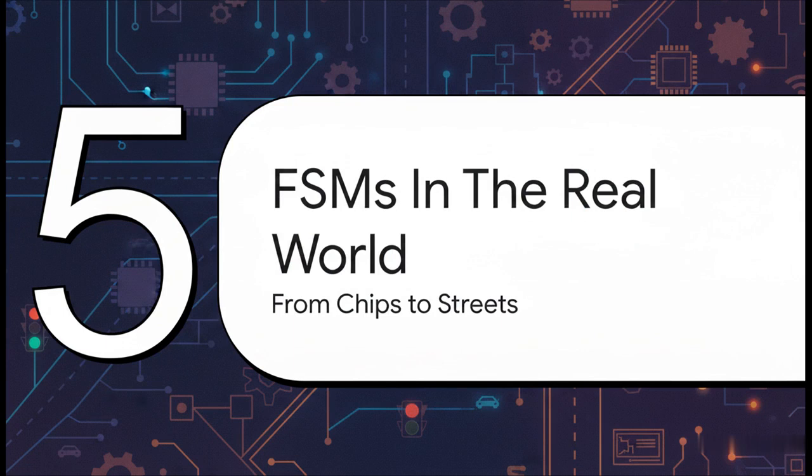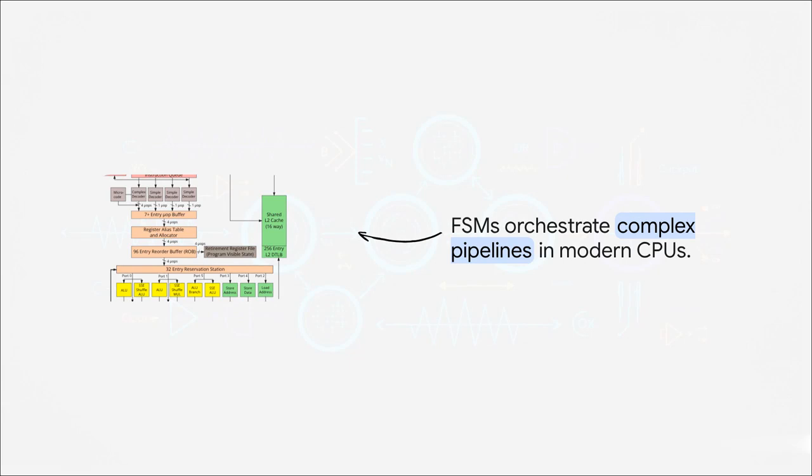Section 5. FSMs in the real world, from chips to streets. Let's look inside modern processors, like the ARM chip in your phone or the Intel chip in your laptop. Here, FSMs act as the ultimate traffic cops. Actually, fun fact for you, a single modern processor can easily contain tens of thousands of individual interacting FSMs. That's wild, right? The processor control units use them to orchestrate incredibly complex fetch, decode, execute pipelines. Every single time your CPU predicts a branch of code or pauses to manage a data hazard, an FSM is rapidly cycling through its states to keep the data flowing without a catastrophic collision.